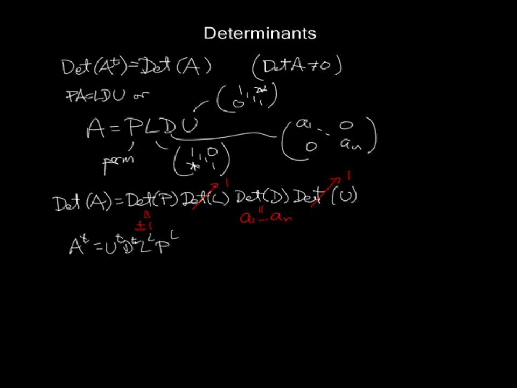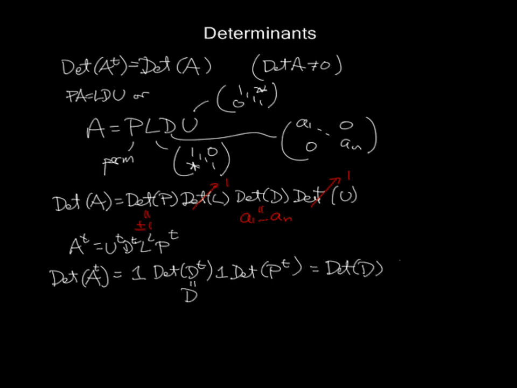And now you take the transpose, and you get this. And when you take the determinant, well, U transpose and L transpose are still triangular, so those are still 1, and you get the determinant of D transpose and the determinant of P transpose, and D transpose is equal to D, so we get the determinant of D times the determinant of P transpose.